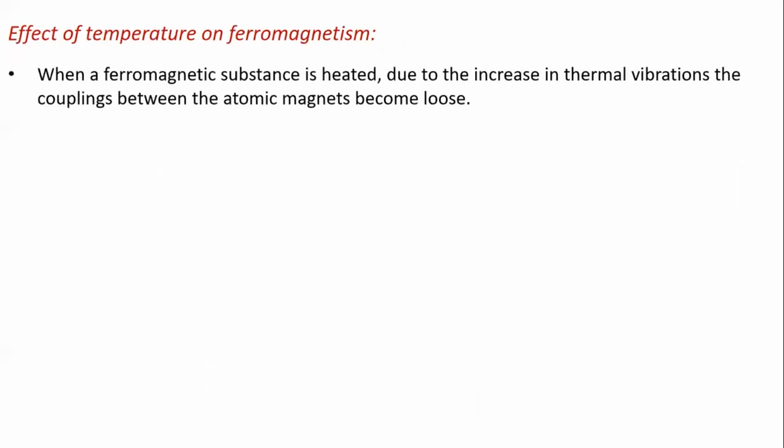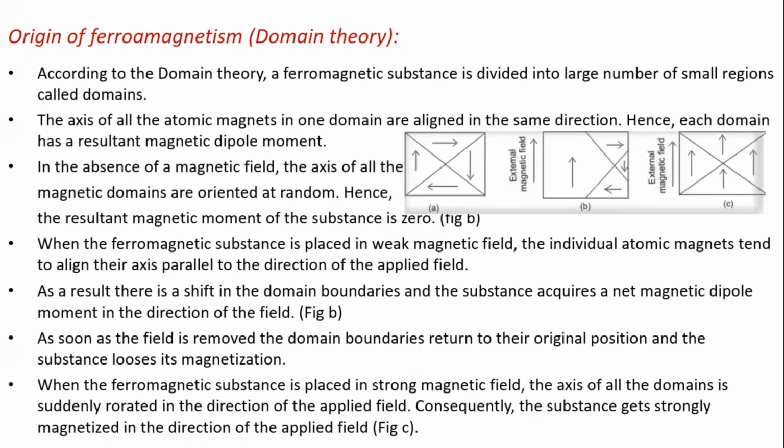Because of that, in a ferromagnetic substance, when it aligns its dipole moment very abruptly in the direction of the magnetic field, the domain structure gets destroyed. As we remove the magnetic field here, the domain boundaries do not return to their original position. Means the substance retains magnetism when it is placed in a strong magnetic field.